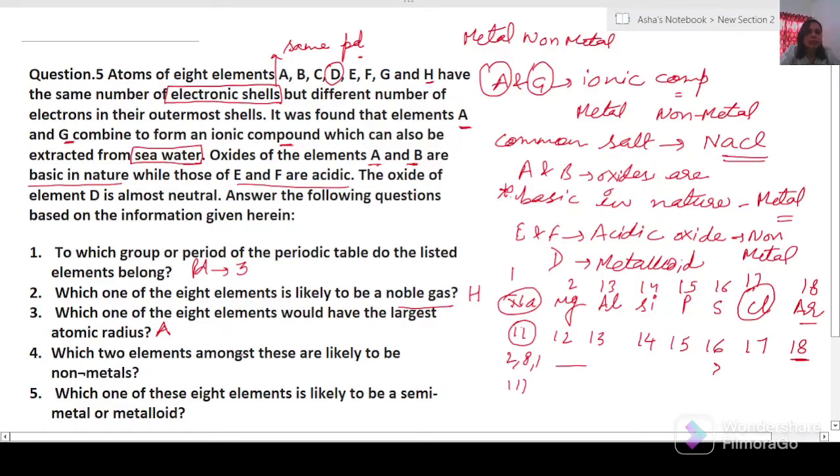Which 2 elements among these are likely to be non-metals? So you can write F and G. F and G will be the non-metals here, like sulfur and chlorine, they always form acidic oxides. Which one of these 8 elements is likely to be a semi-metal or a metalloid? Here it is D, because it is forming the neutral oxide. So in this way, slowly you will have to understand the question, keep on collecting the information mentioned in the question, and then try to solve it.